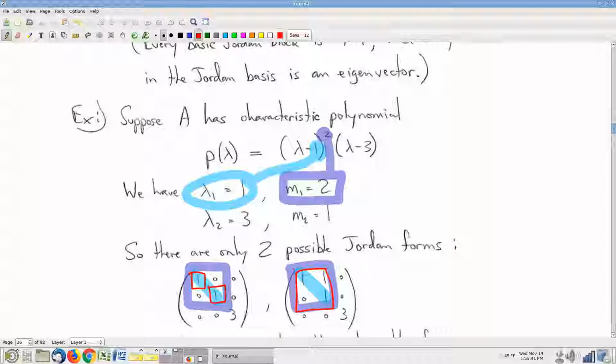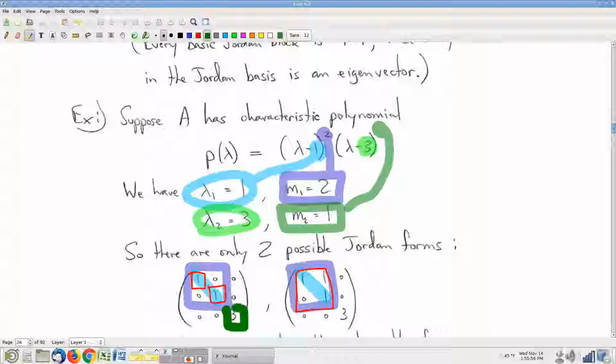Of course, we also have the eigenvalue 3 here with multiplicity 1. That gives us this 1 by 1 block. And there is only one way to have a 1 by 1 eigenvalue block, and that's to have the only 1 by 1 basic Jordan block inside of it. So, grand total, just by looking at the characteristic polynomial, there are only 2 possible Jordan forms.